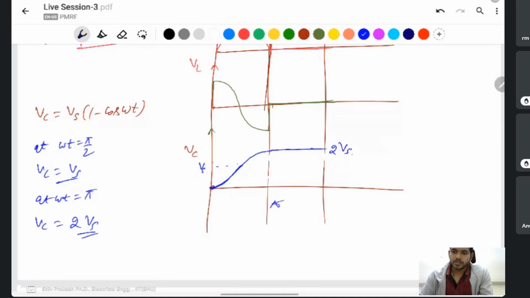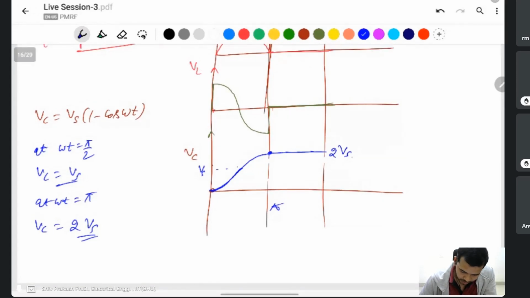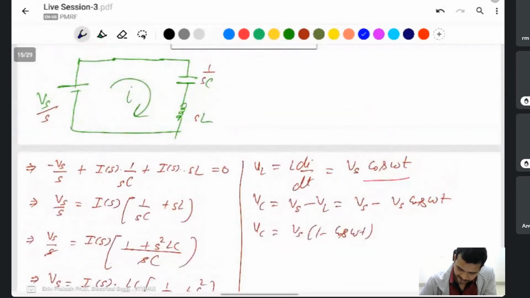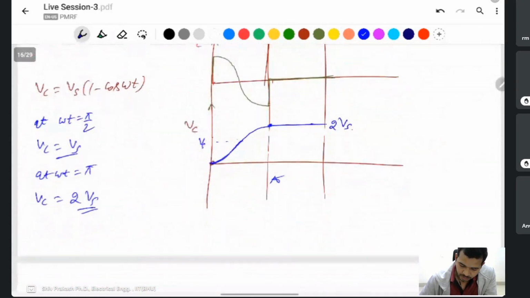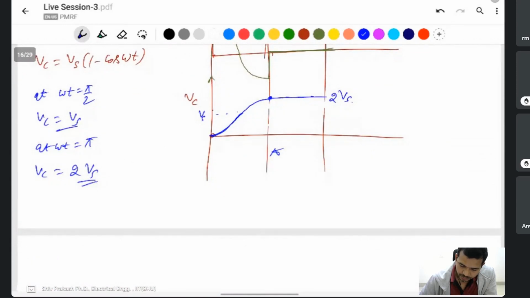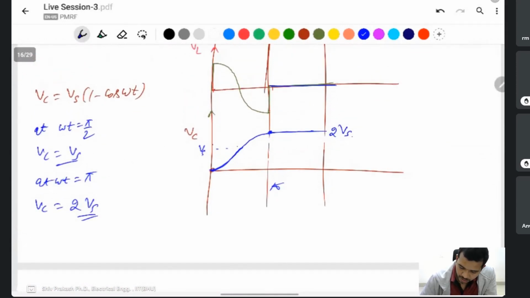When the diode is off, the capacitor voltage is twice the source voltage. From here we found an equation to say that. And the inductor voltage appears zero. This one is 2 Vs.